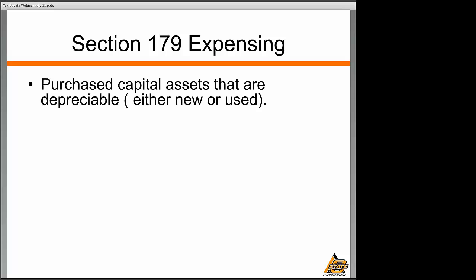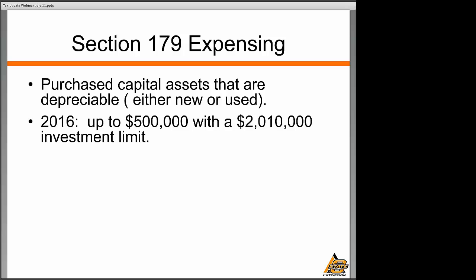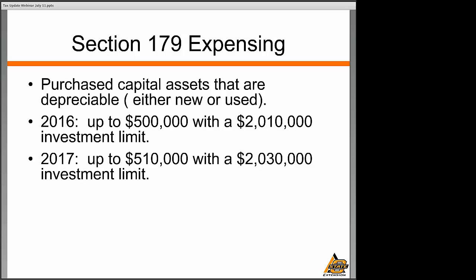Now the 179 rules. These apply to assets that are depreciable, new or used. Bonus depreciation has to be new. 179, new or used, doesn't matter. For 2016, the limit was $500,000. We're putting this in there to kind of give you an idea of what you're looking at for changes in the future. For 2017, the amount that's allowed went up $10,000, and the investment limit also went up. The investment limit, $2,030,000.